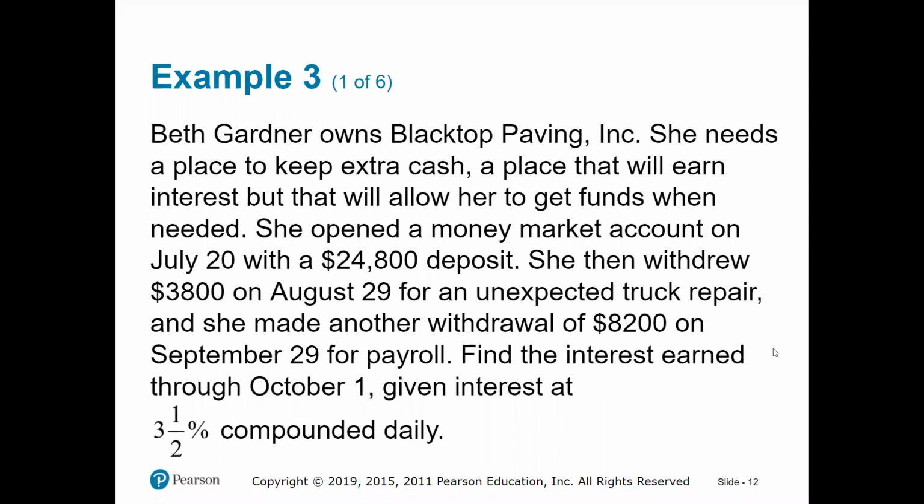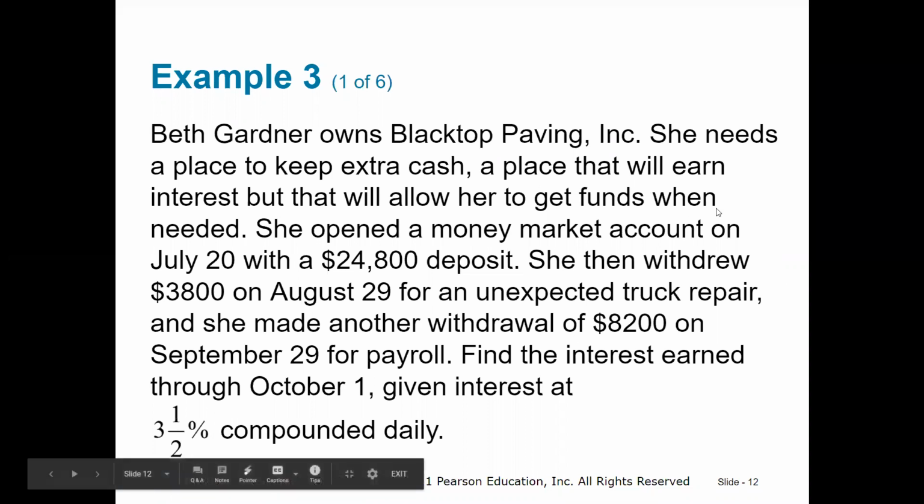Let's just pull the items out that you need. She opened a money market account on July 20th with a $24,800 deposit. She then withdrew $3,800 on August 29th for an unexpected truck repair. And she made another withdrawal of $8,200 on September 29th for payroll. Find the interest earned through October 1st, given the interest is 3.5% compounded daily.